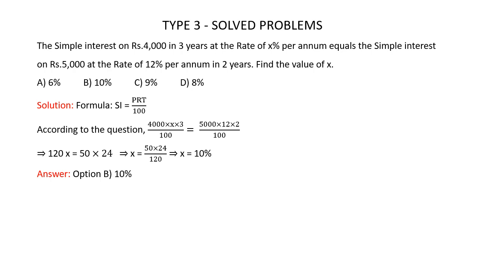We know that simple interest is equal to PRT divided by 100. Now according to the question, 4,000 multiplied by X multiplied by 3 divided by 100, which is the simple interest at the rate of X% per annum, is equal to 5,000 multiplied by 12 multiplied by 2 divided by 100, which is the simple interest at the rate of 12% per annum. On solving this, we get X is equal to 10, which means X is equal to 10%. The rate of interest is equal to 10% per annum. So the correct answer is option B, 10%.